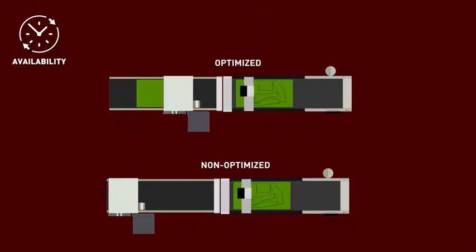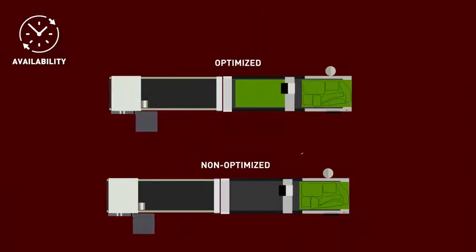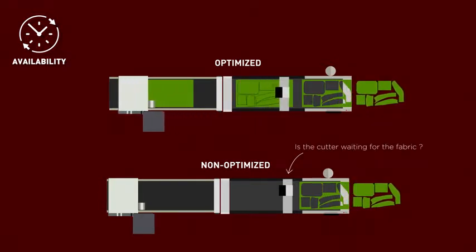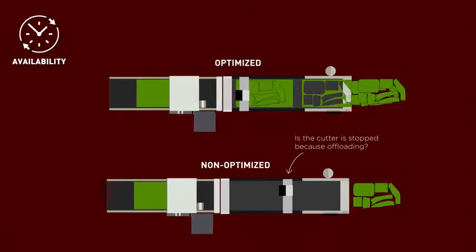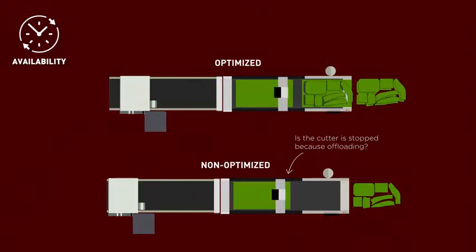There are two key points you need to look at. The first one is, is the cutter waiting for the fabric? And the second, is the cutter stopped because of offloading? How do they manage their markers?